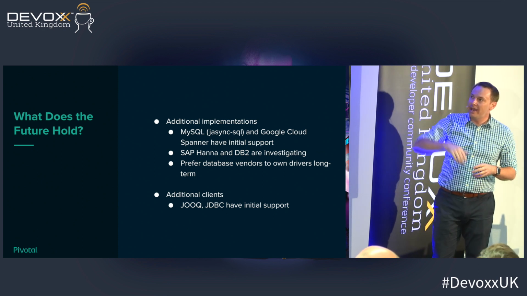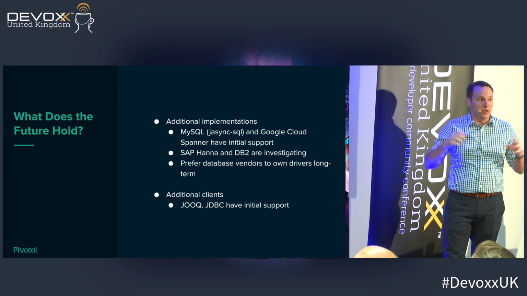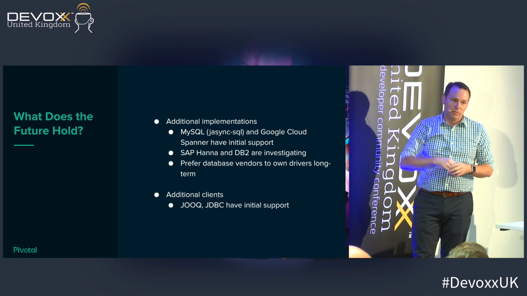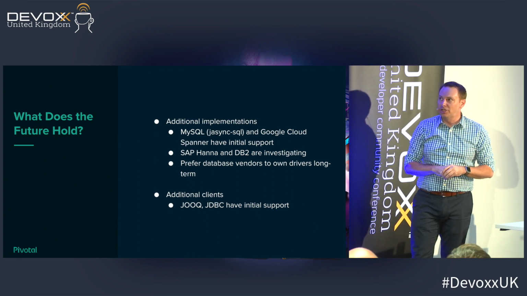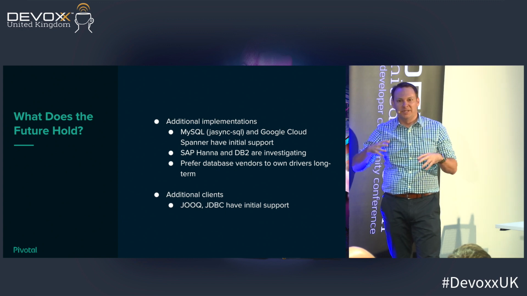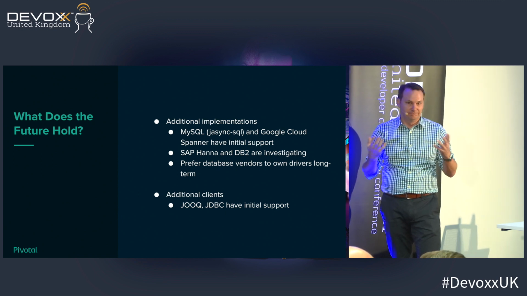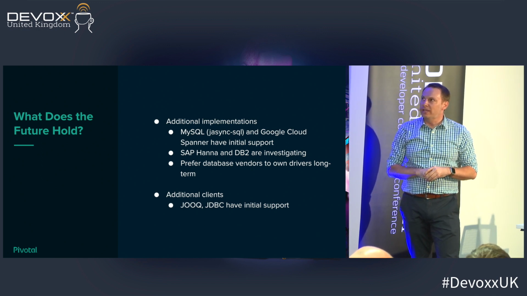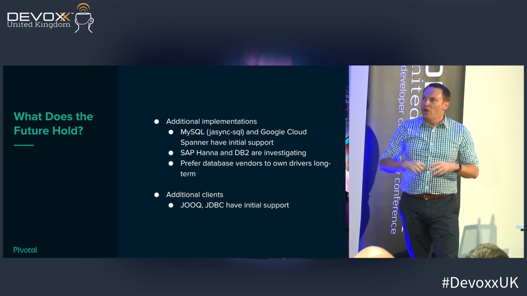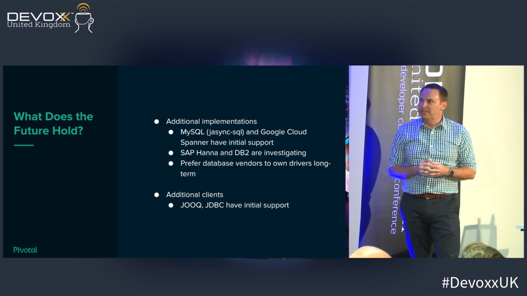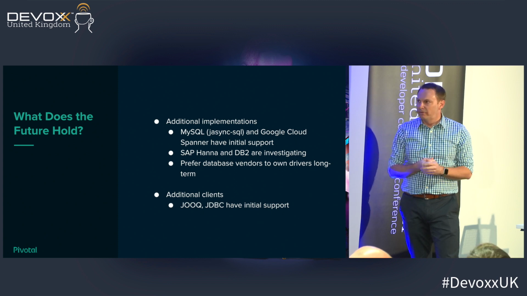We already actually have the MySQL team and the Google Cloud Spanner both in public repositories have started work. The MySQL one is coming from a project called JSync SQL, which is sort of a native Kotlin implementation of Postgres and MySQL, two obvious databases, and they've gone off and started adding support for the API, Google Cloud as well here. We're talking to both the IBM team and the SAP HANA team about implementations there. They've sort of started talking to us, but I don't believe there's any code there.